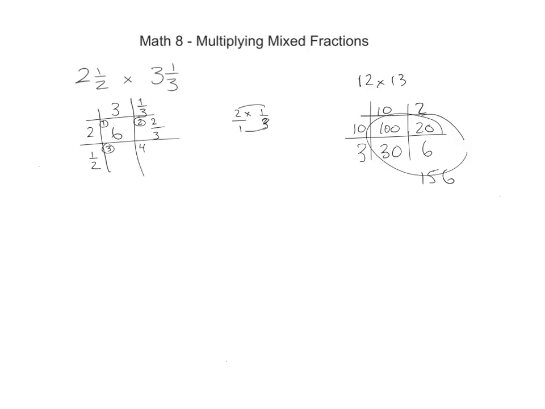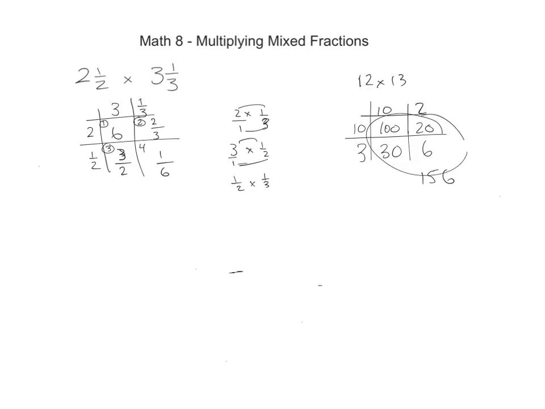Let's go to box number 3. You can see we've got 3 times 1 half. And so we're going to write 3 as a fraction, so 3 over 1. And top times top, bottom times bottom, and you end up getting 3 times 1 is 3 in the numerator, and then 1 times 2 is 2 in the denominator. Last one, we've got 1 half times 1 third, so this will go in box 4. Top times top gives us 1 times 1 is 1, bottom times bottom, 2 times 3 is 6.